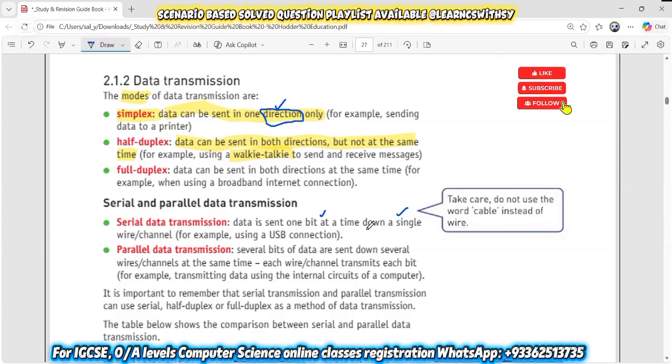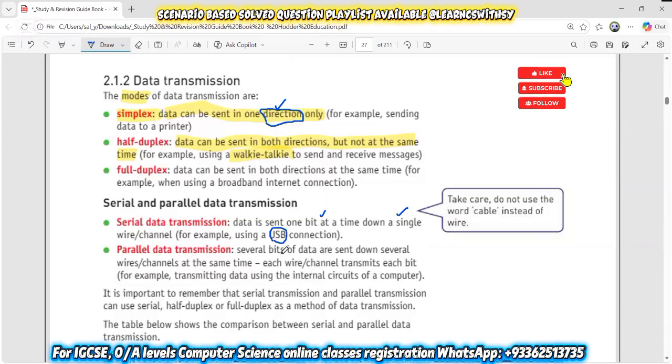One bit will give you one mark, and down a single wire channel is going to give you the second mark. And remember, do not use the word cable instead of wire. They are very, very particular because cable is something different in communication. That's why they are asking you not to use the word cable rather than wire. Fine. The best example of this is USB, and the word serial is hidden in the letter S here.